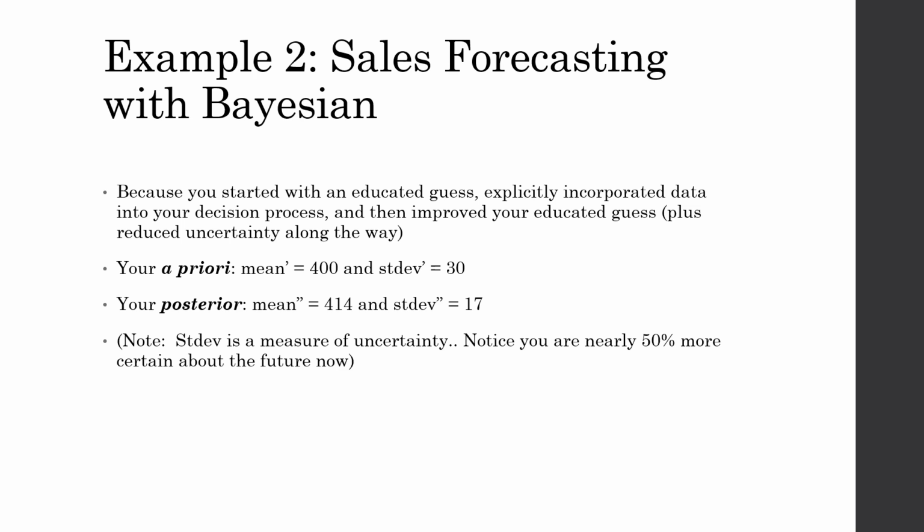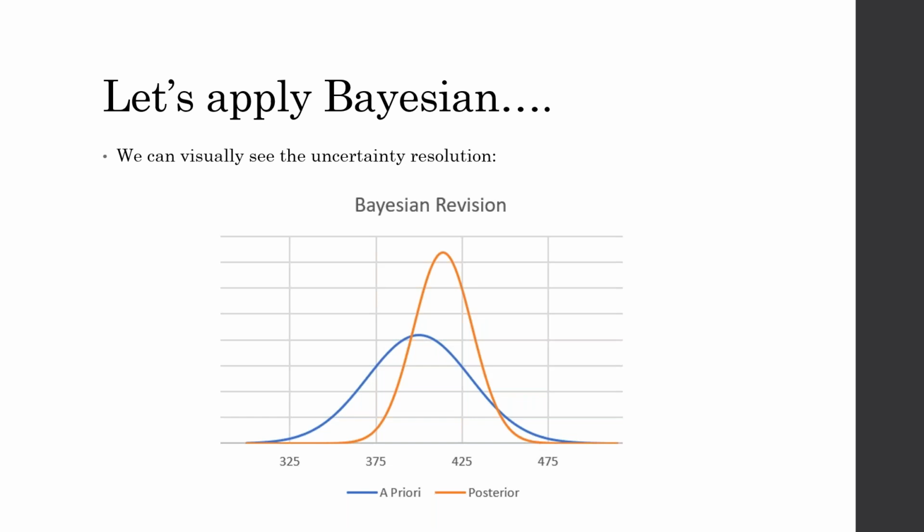So here the blue line is the normal, the bell curve of your a priori belief. This is the center around 400. This is what you thought you would sell. Now, based off your sampling information, that distribution has shifted to the right to a 414 center point. But notice the more important thing in my mind. Obviously it's good to have the center point shift on you, but the uncertainty has been reduced.